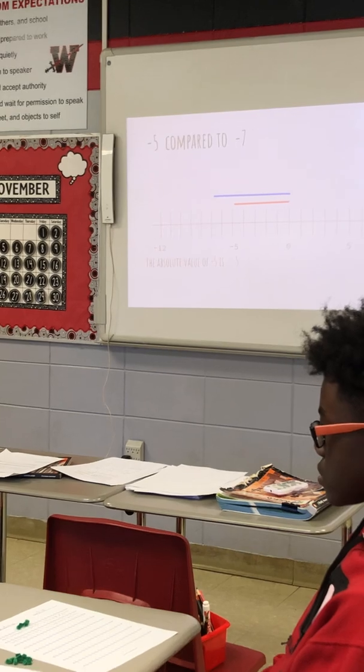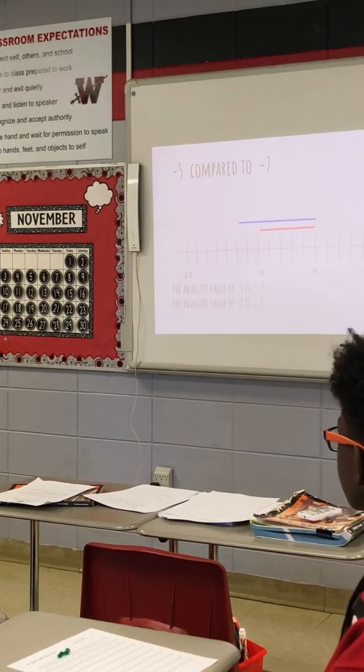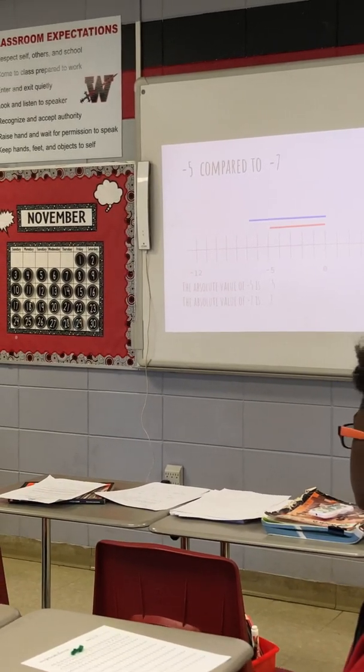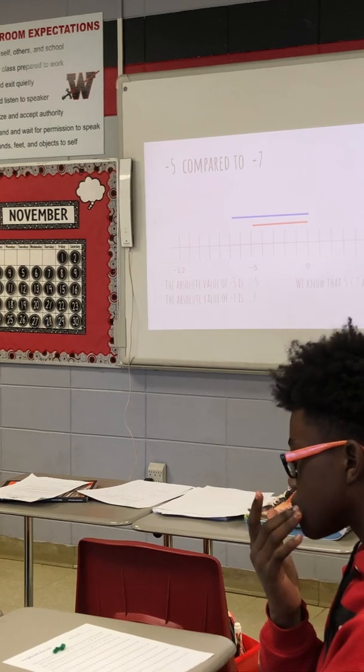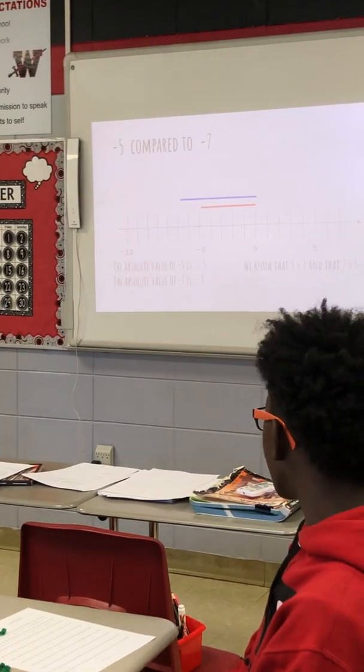So let's just go over that. We know the absolute value of negative 5 is? And we know the absolute value of negative 7 is? 7. We see that right here. We made that with our manipulatives. So we know that 5 is what? Less than 7. And 7 is? Greater than 5.